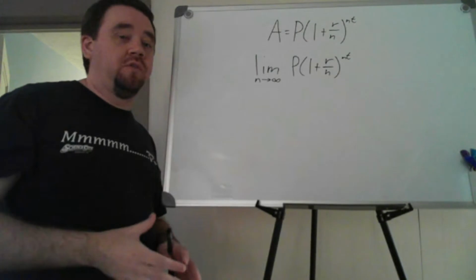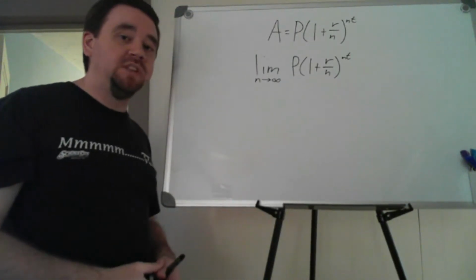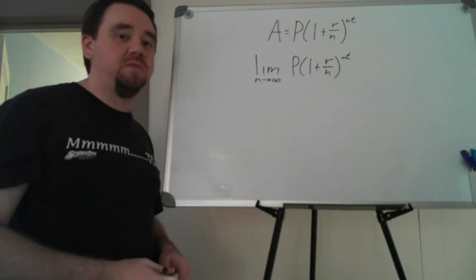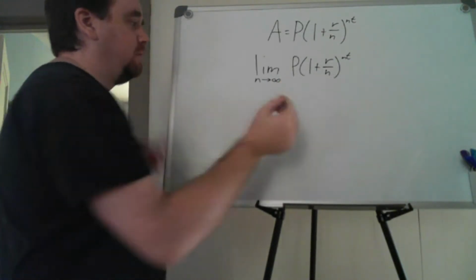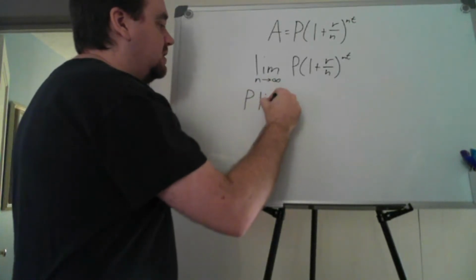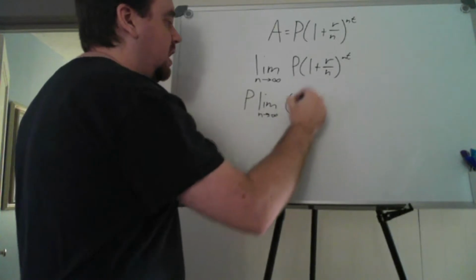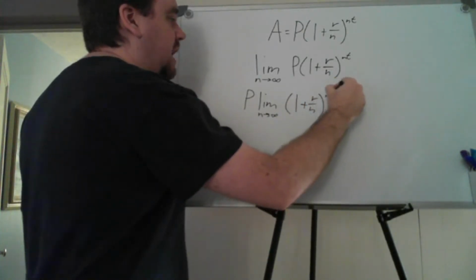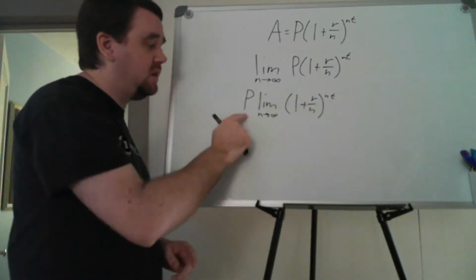In other words, multiplying by a value does not affect the possible outcome of the limit. It only affects the value of the limit if the limit has a finite value. So I can actually take this p and move it outside. So that's what I do to kind of clean this up a little bit. So this is p times the limit as n approaches infinity of 1 plus r over n to the power of nt. So I've gotten rid of one variable from my limit.